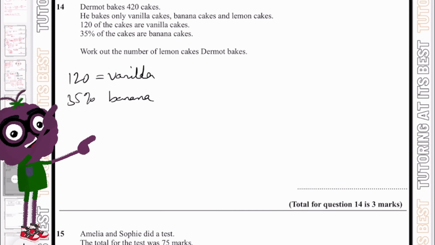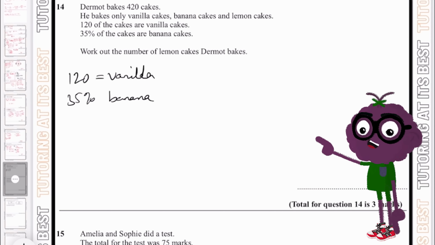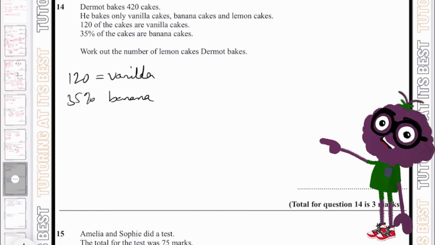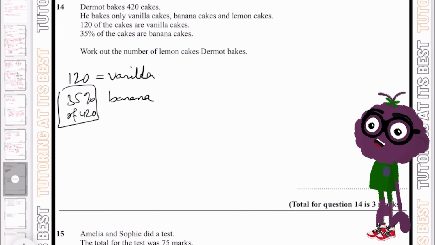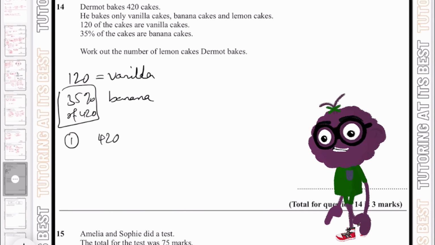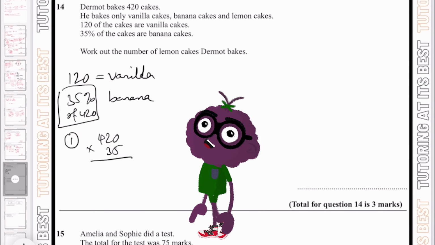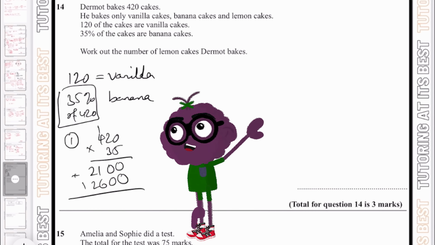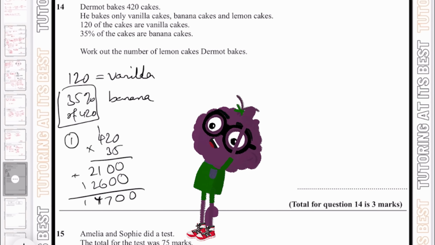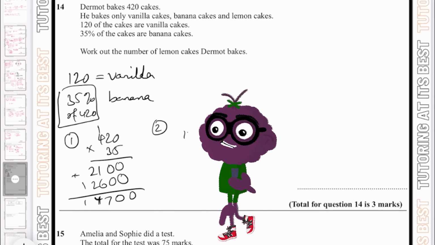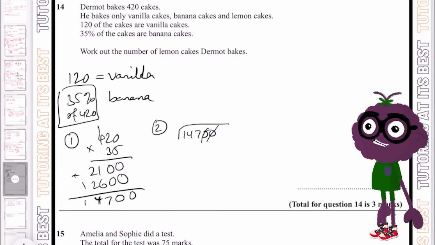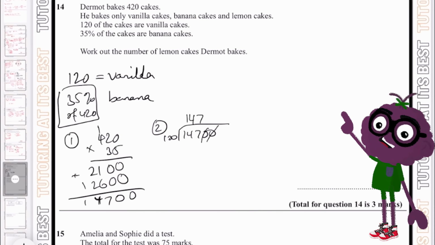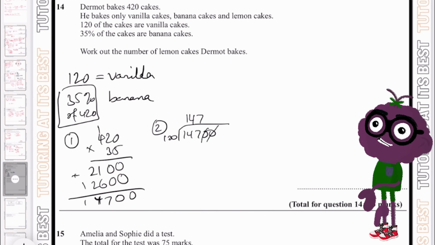So let's convert 35% into an actual figure. So again, 35% of 420. Let's figure that out. So step 1, we'll have 420 times by 35. And let's add this together here. So that's 14,700. We'll then divide this by 100. So I can just simply take the 2 zeros away. But I will do it properly here. And that's 147.